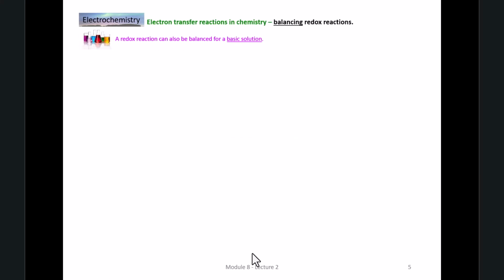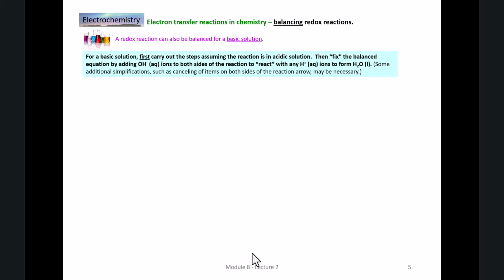Now, a redox reaction can also be balanced in a basic solution, but we don't have to do anything really new. We just have to do one more step for a basic solution. So the general wisdom here is that for a basic solution, you just first carry out steps assuming the reaction is in acidic solution. Then at the end, you fix the balanced equation by adding hydroxide ions to both sides of the reaction to react with any hydrogen ions. This forms water. And then when you do that, some additional simplifications sometimes are necessary.